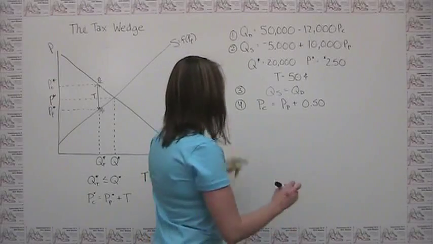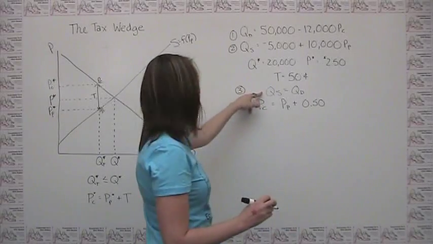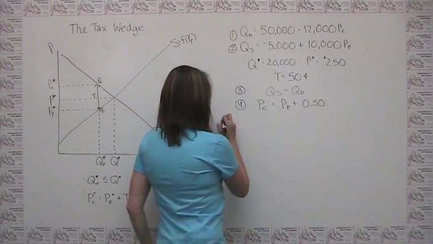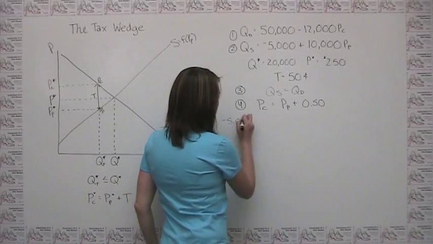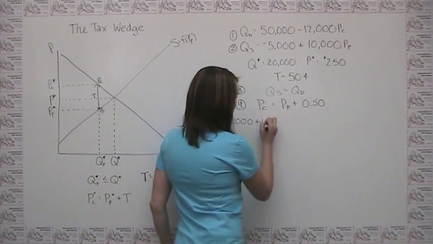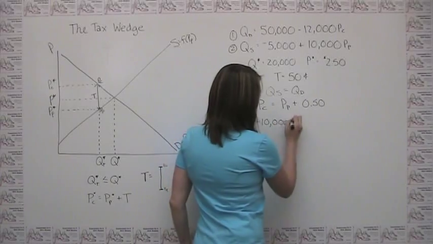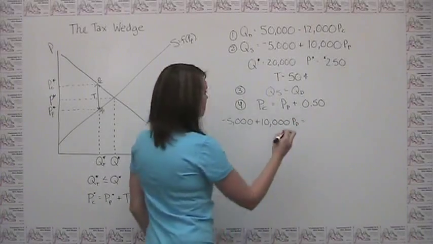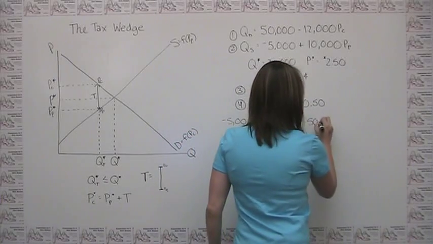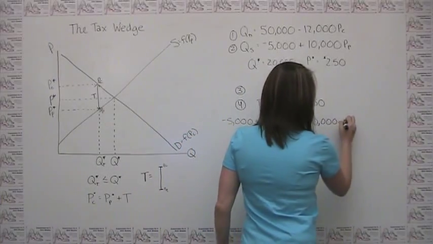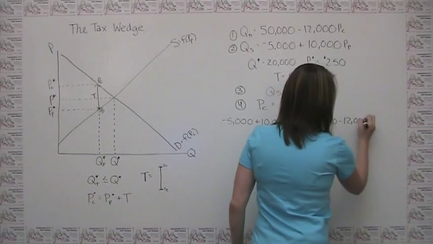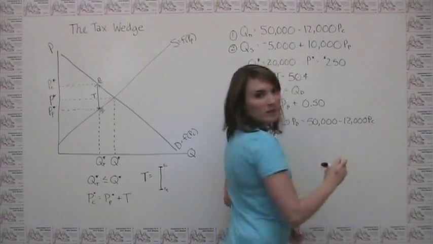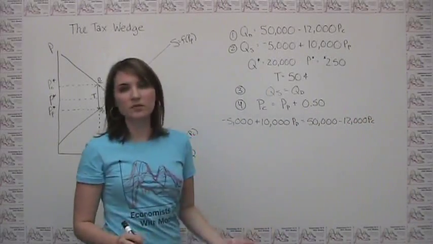So then we can say, using this equation, that negative 5,000 plus 10,000 times the producer's price has to equal 50,000 minus 12,000 times the price to the consumer. Okay, so we've made some progress.